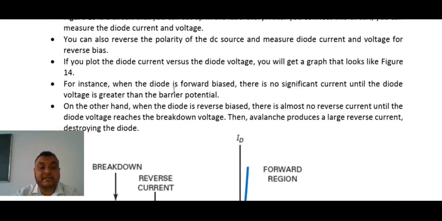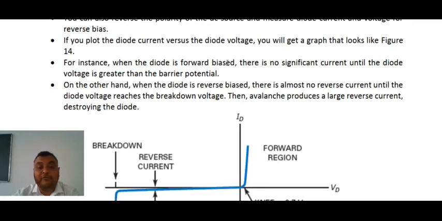Now for instance, when the diode is forward biased there is no significant current until the diode voltage is greater than the barrier potential. तो जब forward bias हम करेंगे तो कोई significant current इसमें flow नहीं होगा. That is, no significant current flows until it crosses the barrier potential.